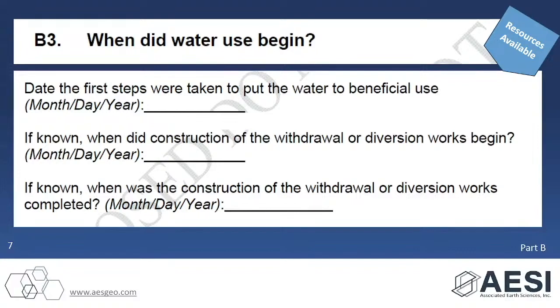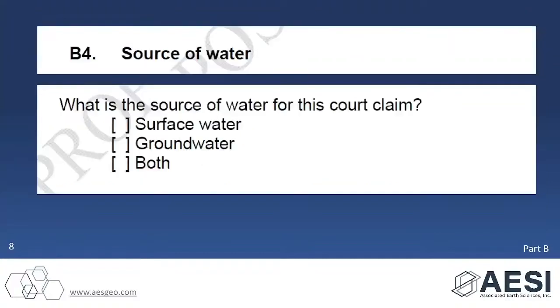If you know the construction date of either the withdrawal or the diversion, when it began, when it was completed, you can put it here. If you don't know, that's fine. There's a path through adjudication to amend these later. So if you find information later, you can amend your forms. Remember that, and don't get hung up on not submitting it because you don't know all these answers.